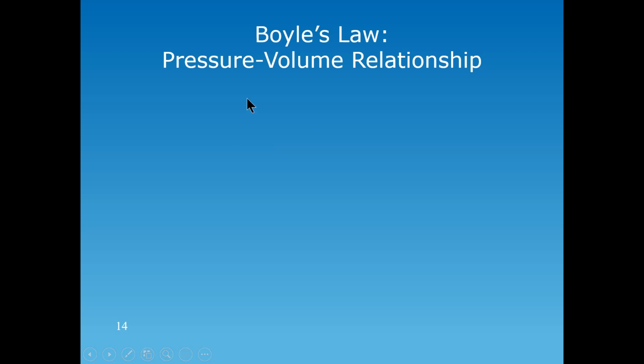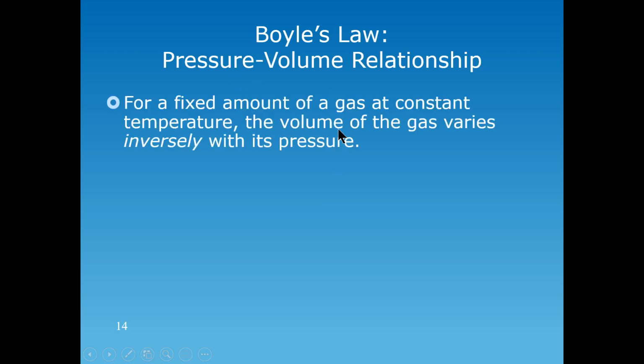All right? So the first of these laws is Boyle's law, which talks about the relationship between the pressure and the volume of a gas. And basically, the law stated in words can be expressed this way. For a fixed amount of gas at a constant temperature, the volume of the gas varies inversely with its pressure. So basically what that suggests is that there is an inverse relationship between the volume of the gas and the pressure. If the volume increases, then the pressure will decrease proportionally and vice versa. So that's basically the law expressed in words.